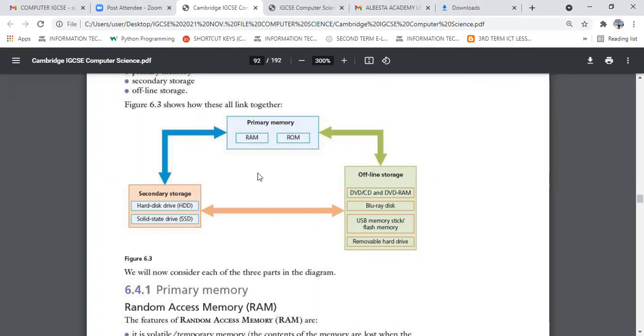Under the primary memory, we have the RAM and the ROM. RAM stands for random access memory, ROM is the read-only memory. Under offline storage, we have the CD, the DVD, the DVD RAM, the Blu-ray disc, the USB memory disc or flash memory, and the removable hard drive. And under secondary storage, we have the hard disk drive, that's HDD, and then the solid state drive, SSD.